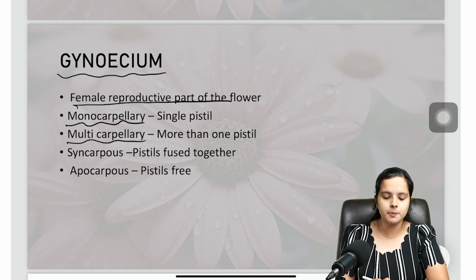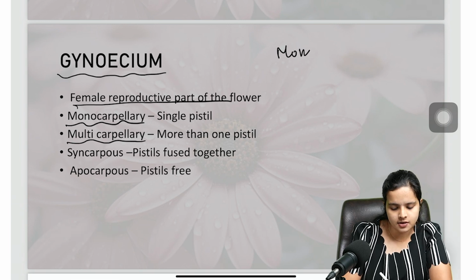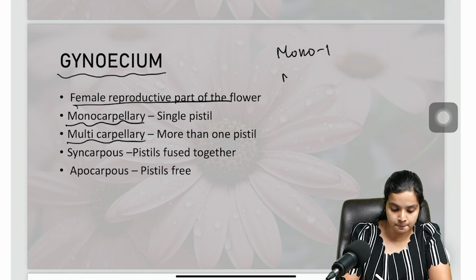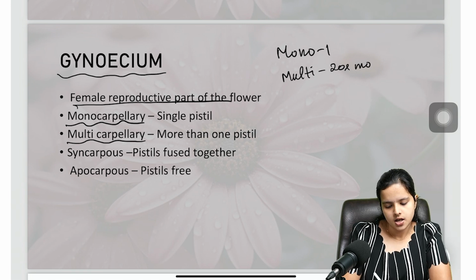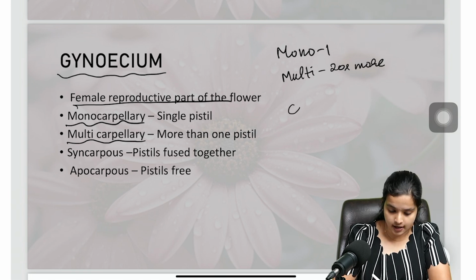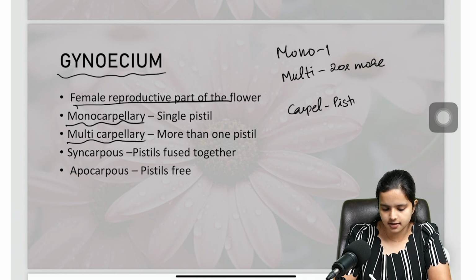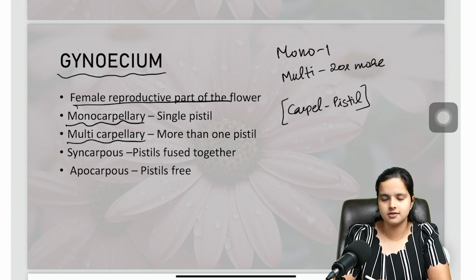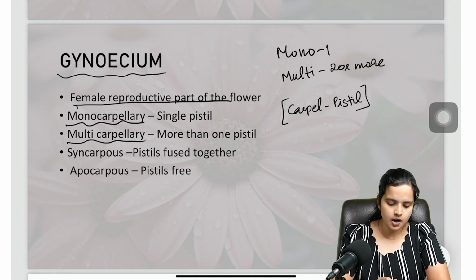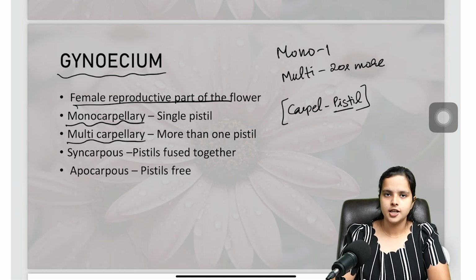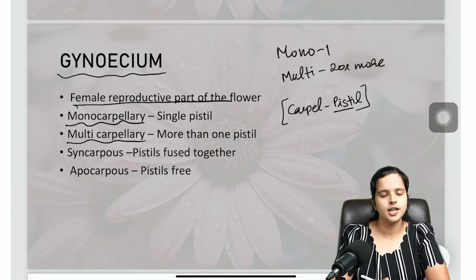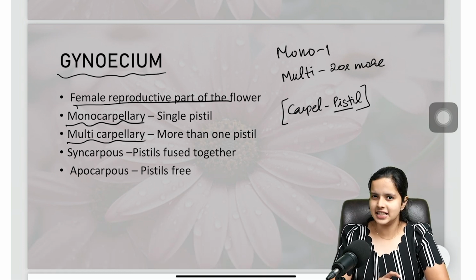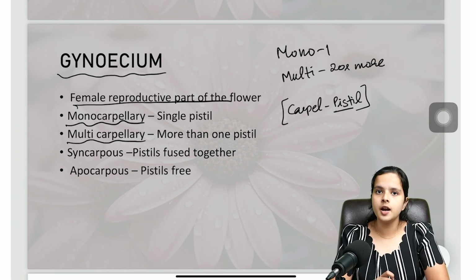So how will you remember this? Mono simply means one, right? And multi means multiple, two or more, right? I've also already told you that carpel and pistil can be used interchangeably. They're actually the same, just two different names of a single thing. So if you have one pistil, you can call it monocarpellary. You'll never call it monopistillary. That seems a little weird, right?